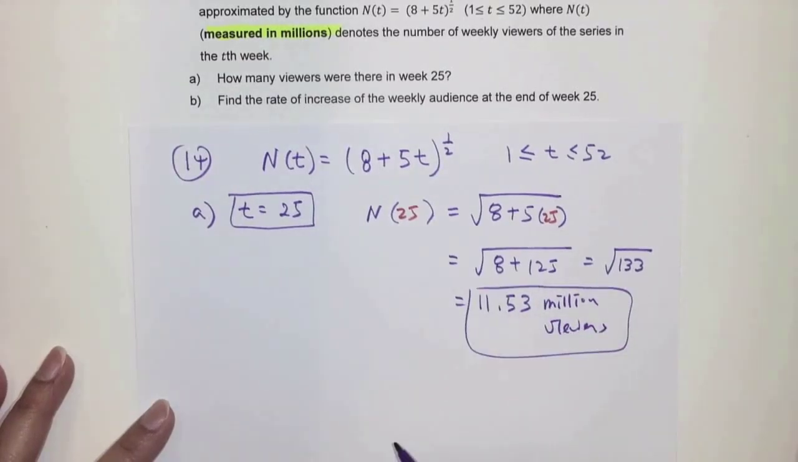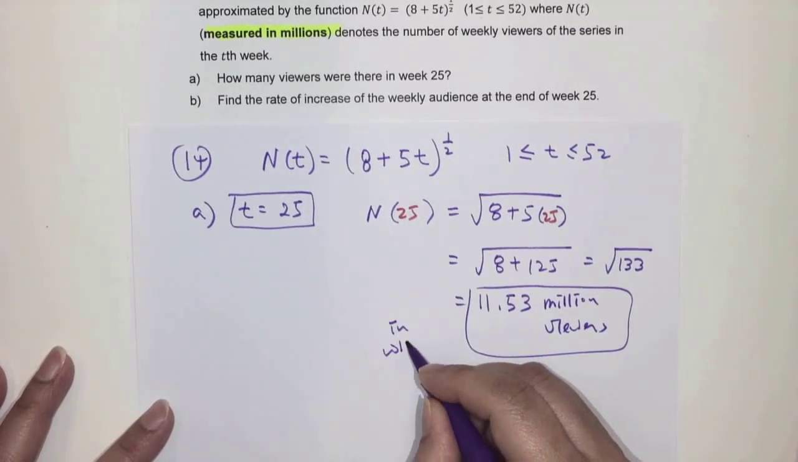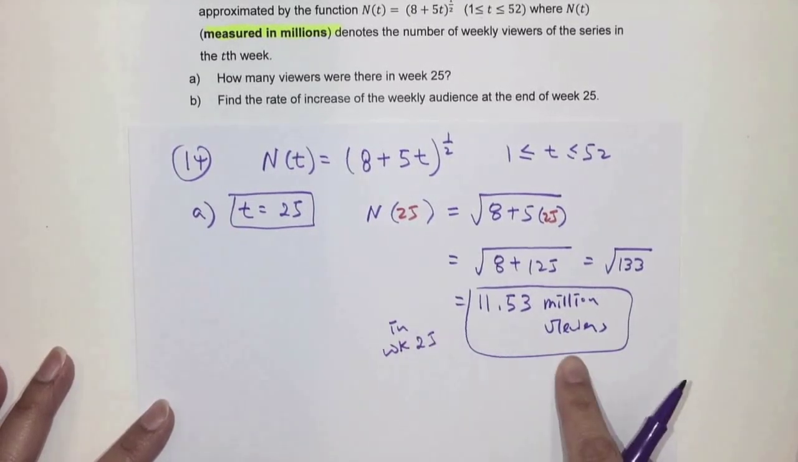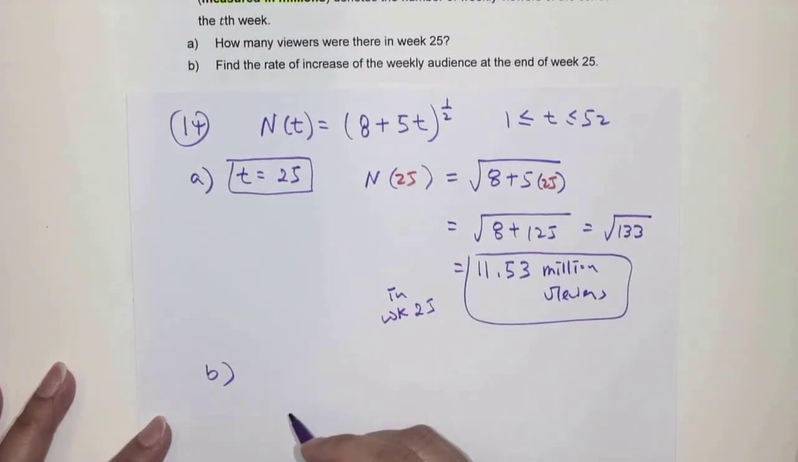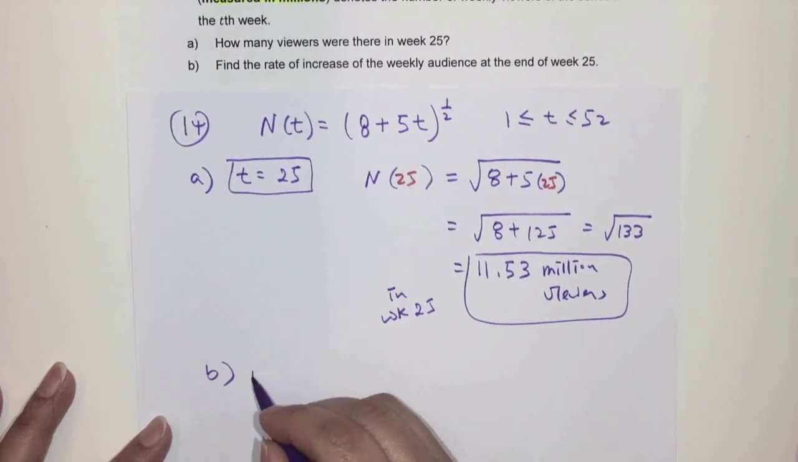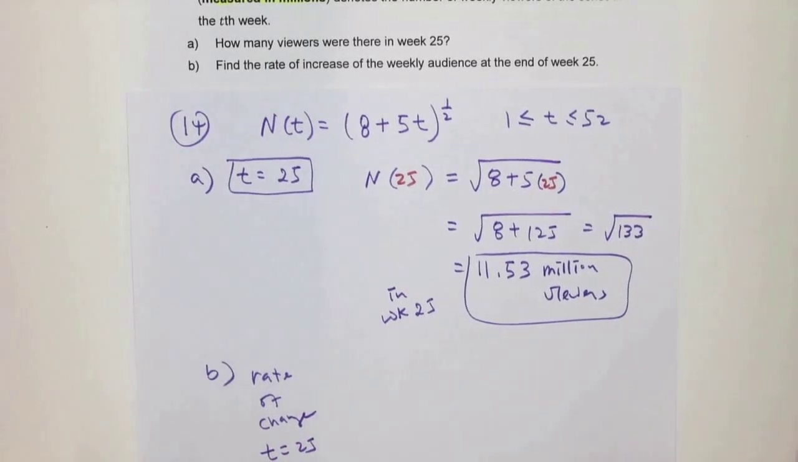This is how many viewers we estimate to have in week 25. So in week 25, we have about 11.53 million viewers. So for the B part, we need to find the rate of increase. So this is rate of change, right? So rate of change at the end of week 25. So t equal to 25 again, but this time it's rate of change.